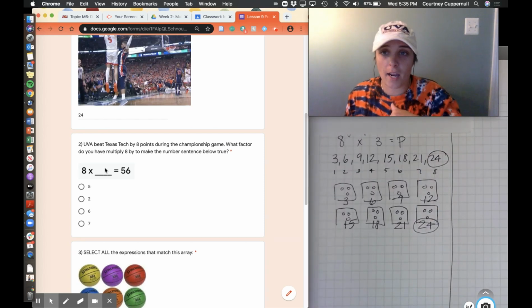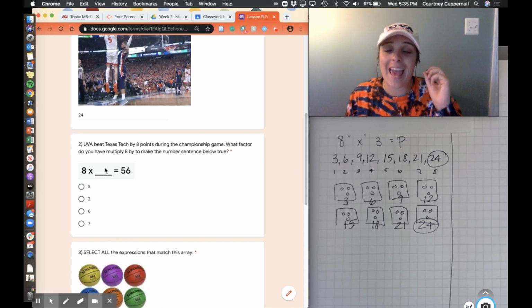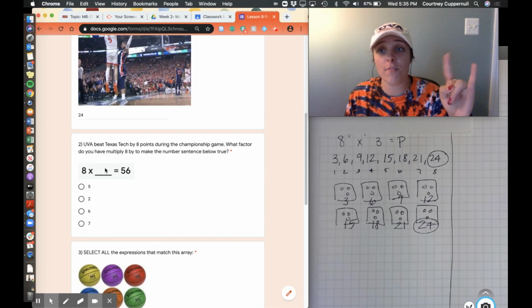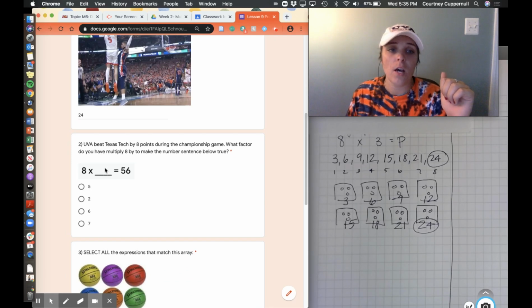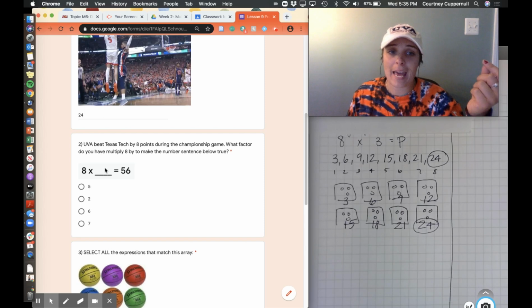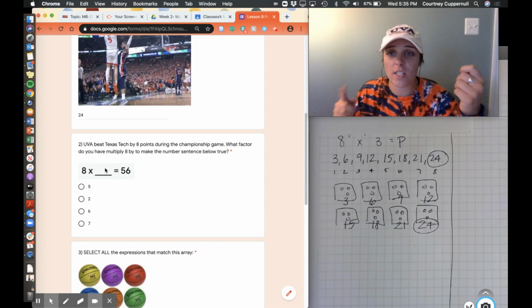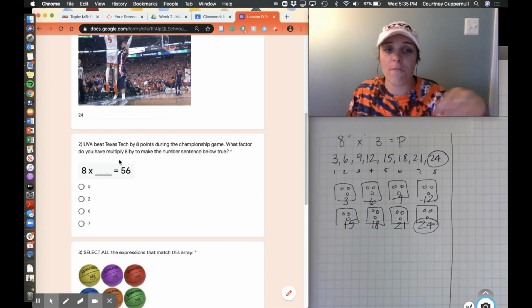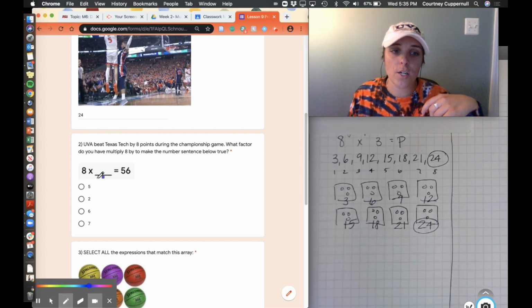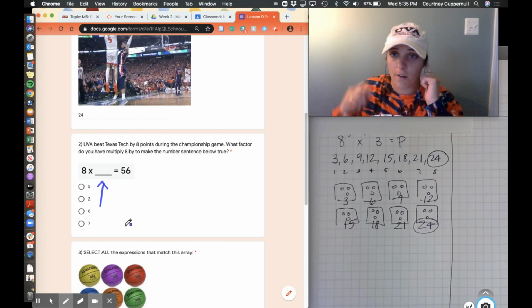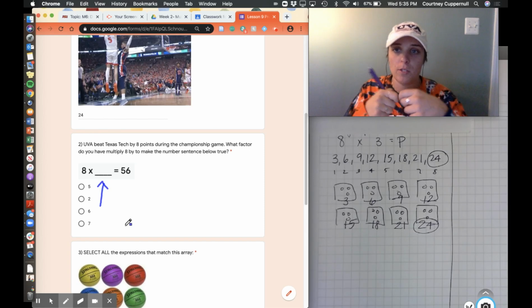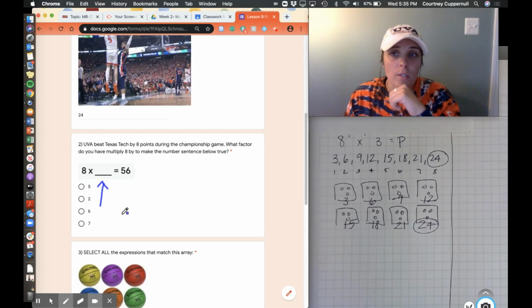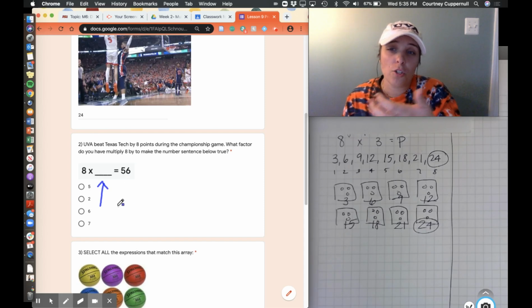UVA beat Texas Tech, which is another school in Texas, by 8 points during the championship game. So the difference between their scores was 8 points. What factor do you have to multiply 8 by to make the number sentence below true? So what factor, what number do I have to put in this blank here? We know a factor is just when we multiply two numbers together. Those are factors. We talked about that already in the beginning. What factor needs to go in that blank to make that number sentence true?